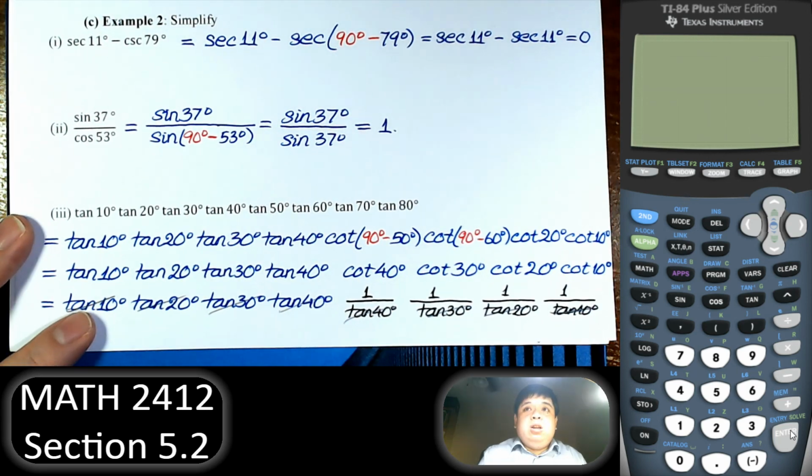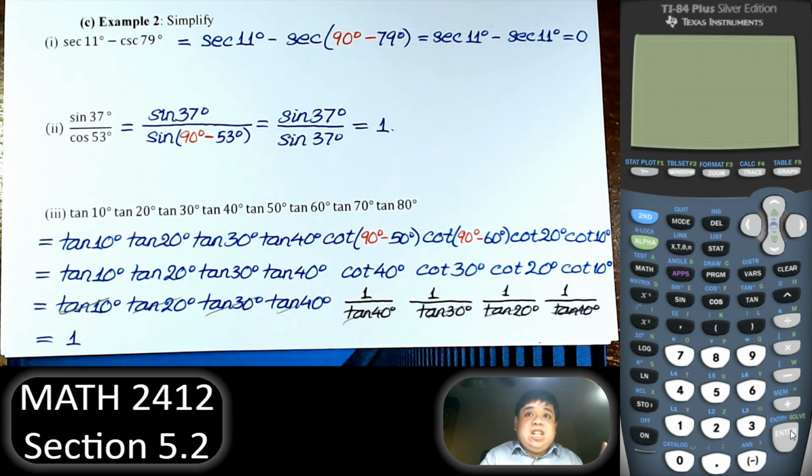This is a nice problem. We take advantage of tangent and cotangent being reciprocals of each other, and also co-functions of each other. And that's what we can apply to that problem.